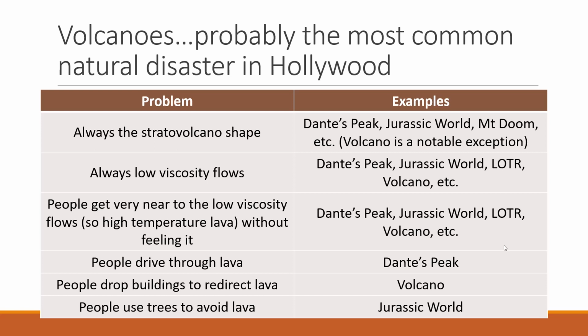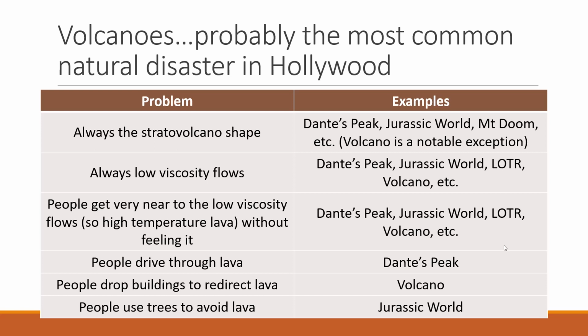They always have low viscosity flows. You see the lava flowing. But, as we just learned, stratovolcanoes tend not to have low viscosity flows. People get very near to those low viscosity flows. Remember, that's going to be the high temperature lava, without feeling it. So, Jurassic World, he hides behind a tree to save himself from the lava. People will drive through lava. Dante's Peak, they do that. The only thing that happens is their tires catch on fire.